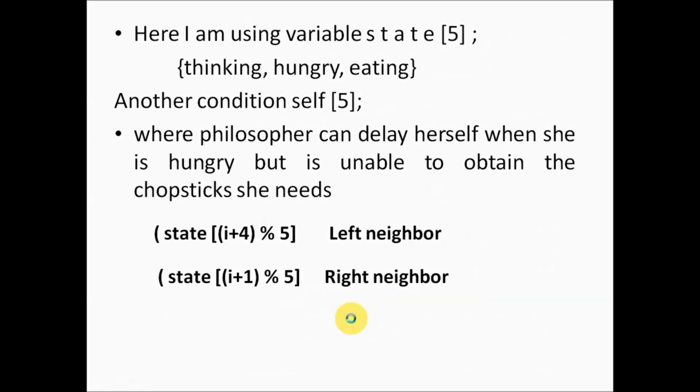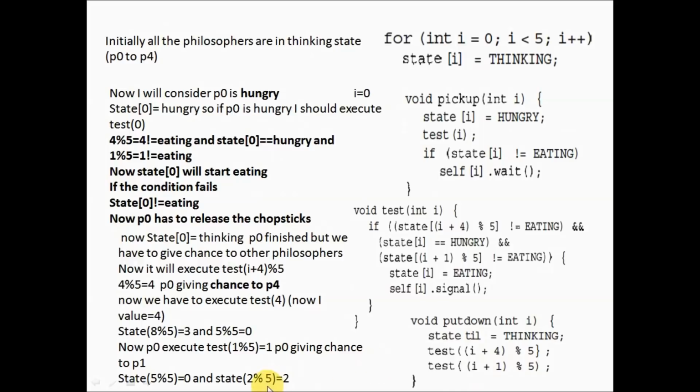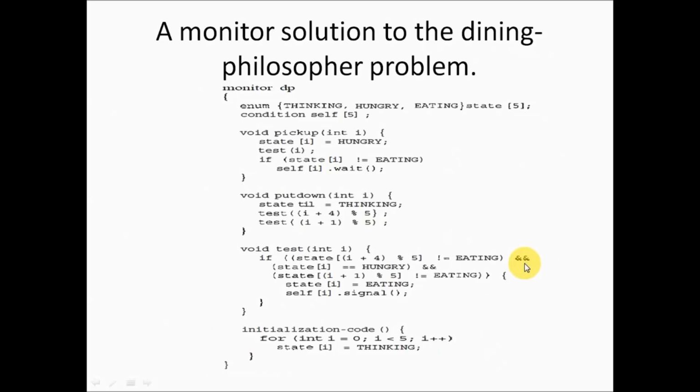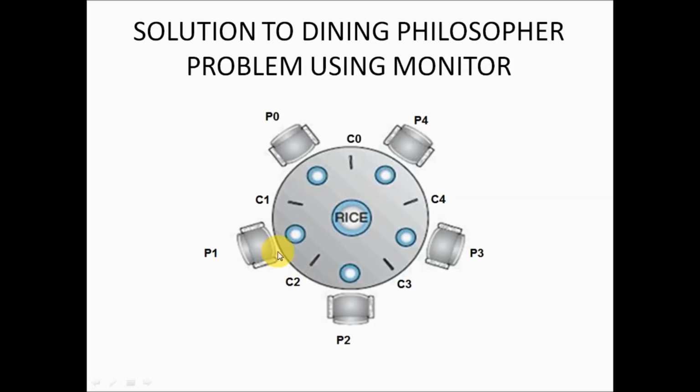Now I have to check P2. So next, what is the second statement here? i plus 1. So what is the i value now? It is changed from 4 to 1. 1 plus 1, 2 modulus 5. What is the value of 2 modulus 5? 2 only. Now for philosopher P1 to eat, P naught should be free, P2 should be free. That means P naught should not be eating, P2 should not be eating.